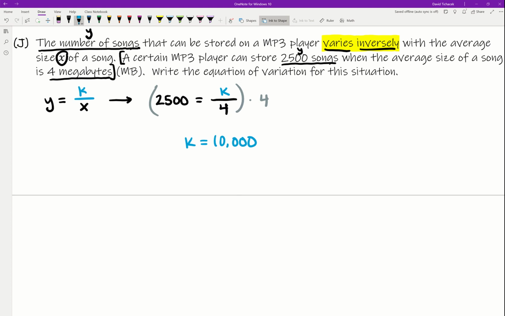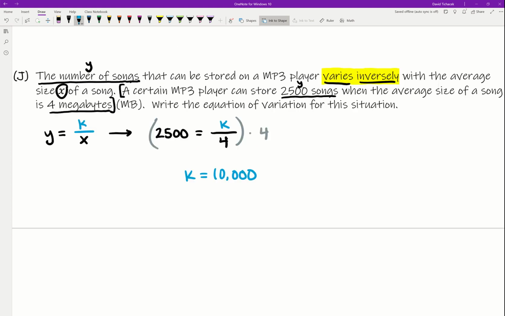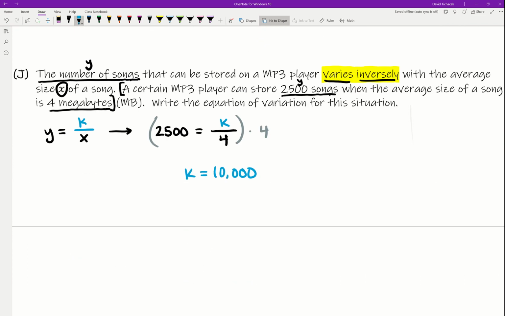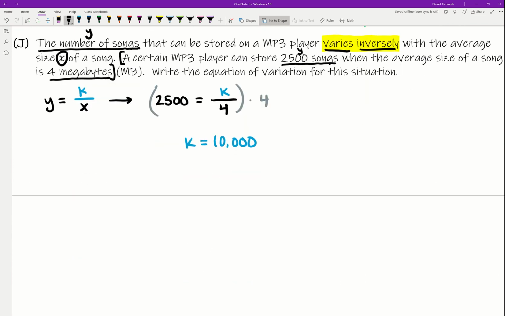Then they asked us to write the equation of variation for this situation. Equation of variation is the exact same thing as equation of proportionality from part H. So they just want us to rewrite the model with our constant of proportionality plugged in. That is going to look like Y is equal to 10,000 divided by X, and that completes the problem. So that is the model of variation for how the number of songs in this MP3 player relates to the average size of a song.